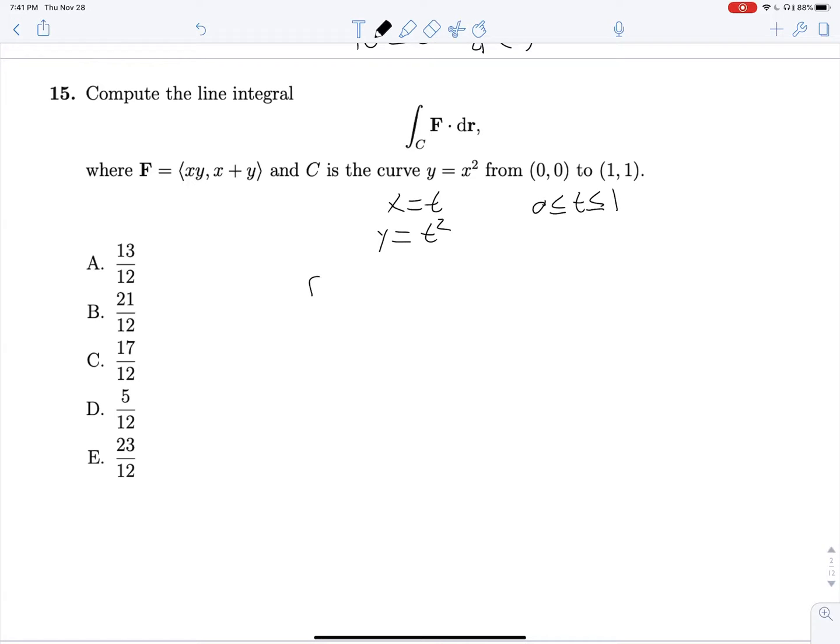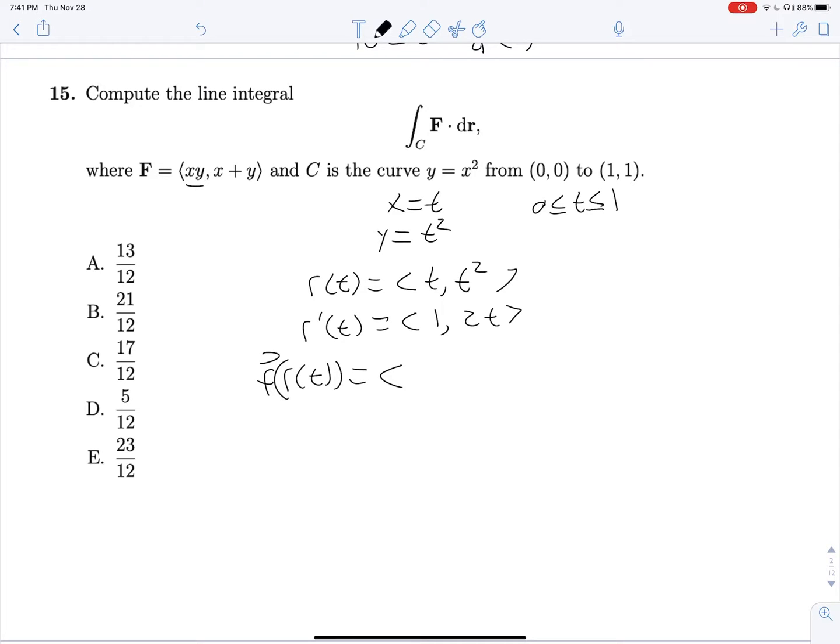And so our parametrization for r of t is going to be t, t squared, and r prime of t is going to be 1, 2t. And now all we need to do is set up our F of r of t, and our first component is just xy. So taking that from r of t, that's going to give us t cubed, and then x plus y, which is t plus t squared.